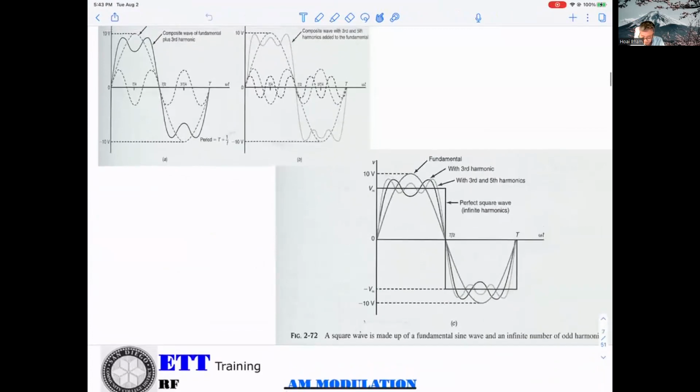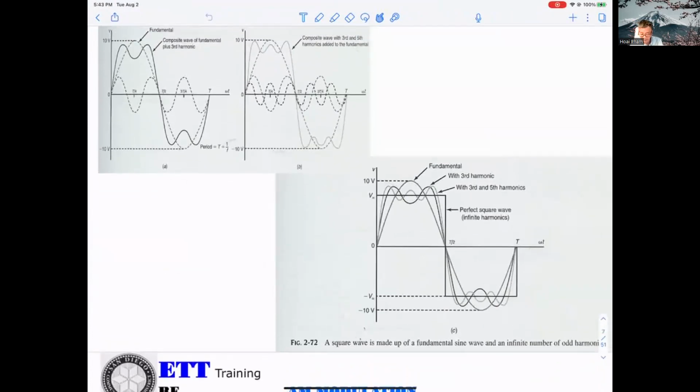One thing you have to memorize: basically, you can get a square wave, and a square wave could be just a combination of sine waves at different harmonics. So a square wave includes many sine waves inside with different harmonics.